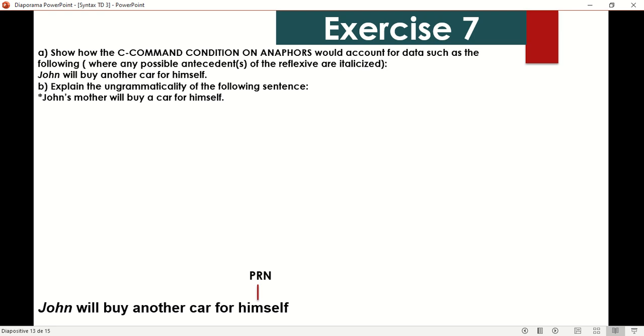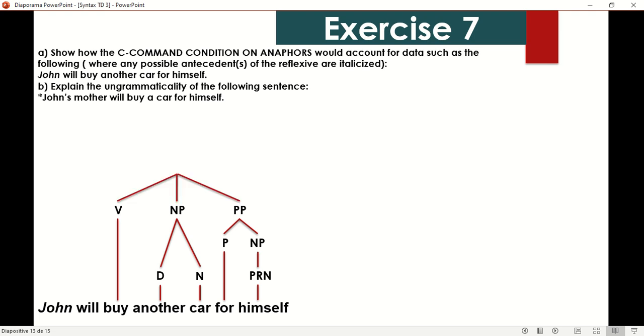So himself is a pronoun, a reflexive pronoun amounting to a noun phrase. For is a P, preposition. Together we have a prepositional phrase. Another car, here we have a noun. Another is a determiner. Together a noun phrase. Then buy. Buy what? Another car. For whom? For himself. The three of them together make the verb phrase. Will is an aux. John is a noun amounting to a noun phrase. The three of them together constitute the sentence.